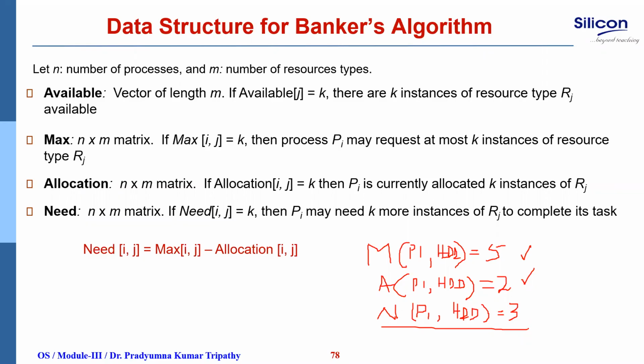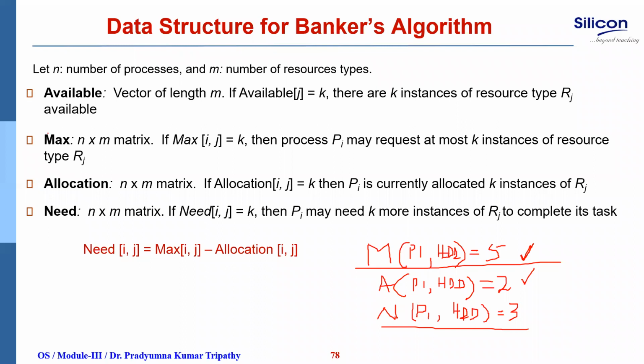Correct? So max is the maximum demand for a particular process for a resource. Allocation is the number of resources currently allocated. Need is what is the need of that process currently. Do remember, a need cannot be more than the max need that has been declared by the process.